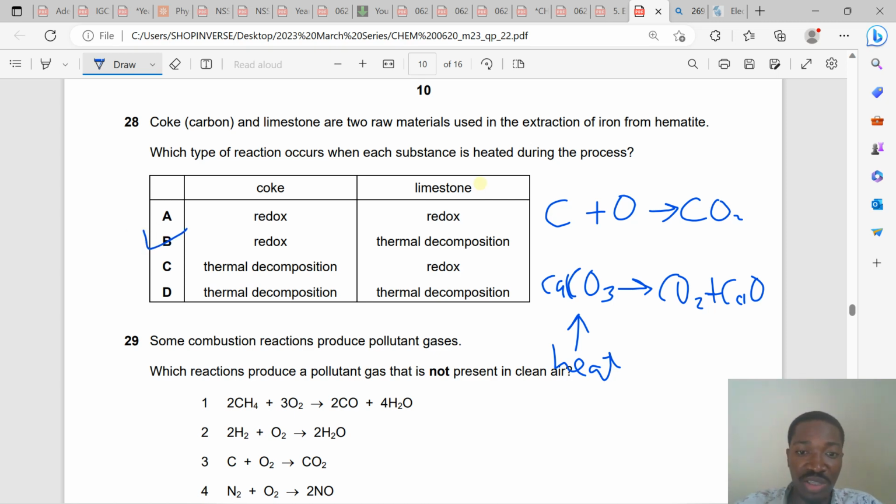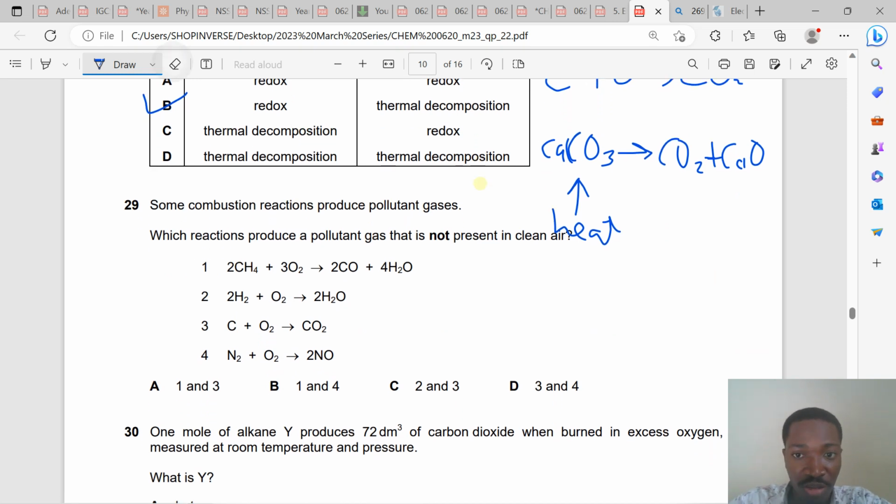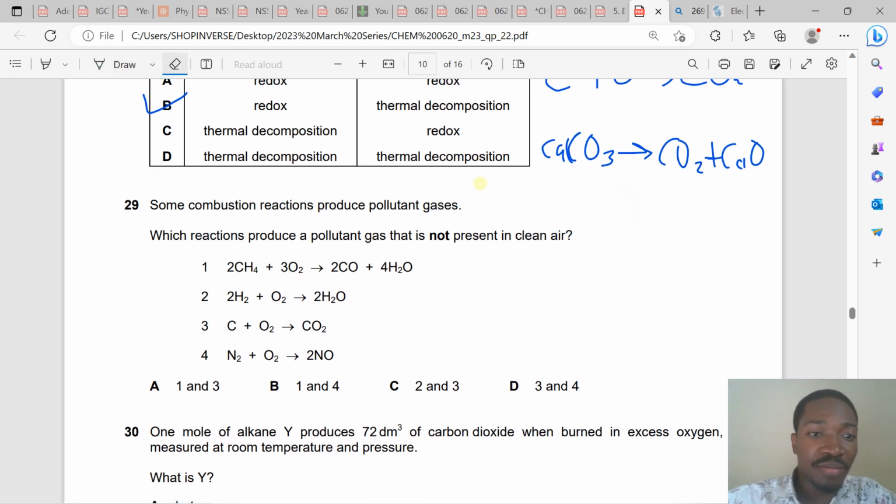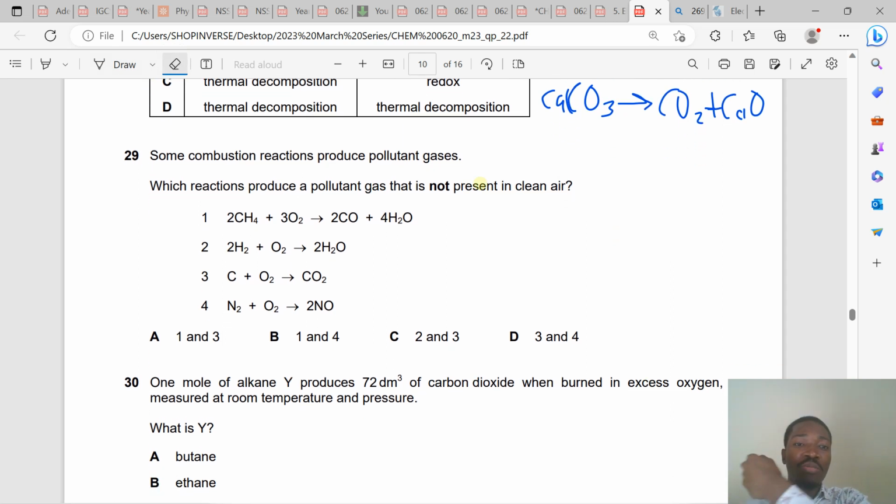We go straight to question 29. Some combustion reactions produce pollutant gases. Which reactions produce a pollutant gas that is not present in clean air? Okay, so which pollutant gas is not present in clean air.